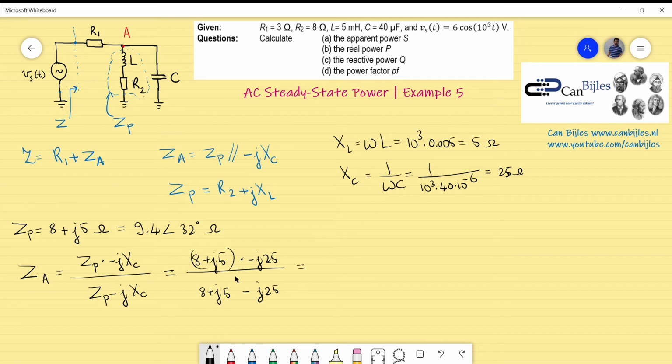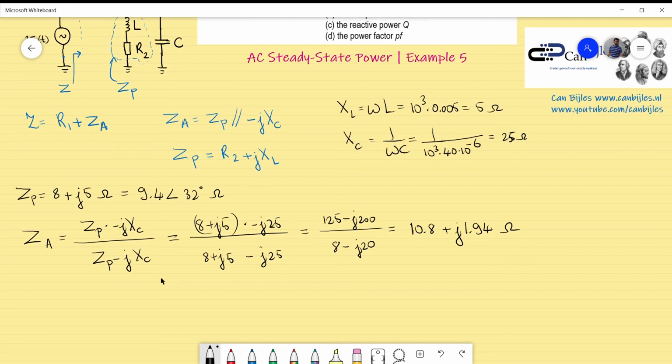Now if you arrange this and simplify the expression, you will get 8 minus j20, and on top of the expression you will get 125 minus j200. Again, simplifying this will result in 10.8 plus j1.94, of course in ohms. Okay, now we know ZA, and we are almost done with our total impedance.